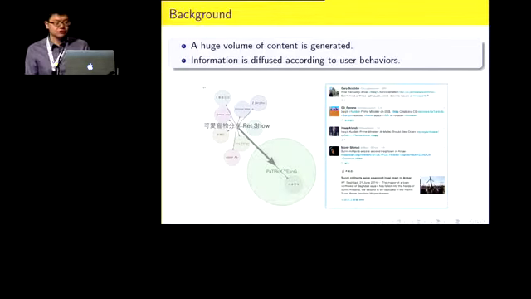In nowadays social networks, a huge volume of content is generated. As shown in the example, in Twitter, many tweets are posted every day. The information carried by this content is diffused according to user behaviors, as shown in the example. The information about the pet view is diffused according to user behaviors. Thus, understanding the information diffusion process from the huge volume of user-generated content is an important and interesting research problem.